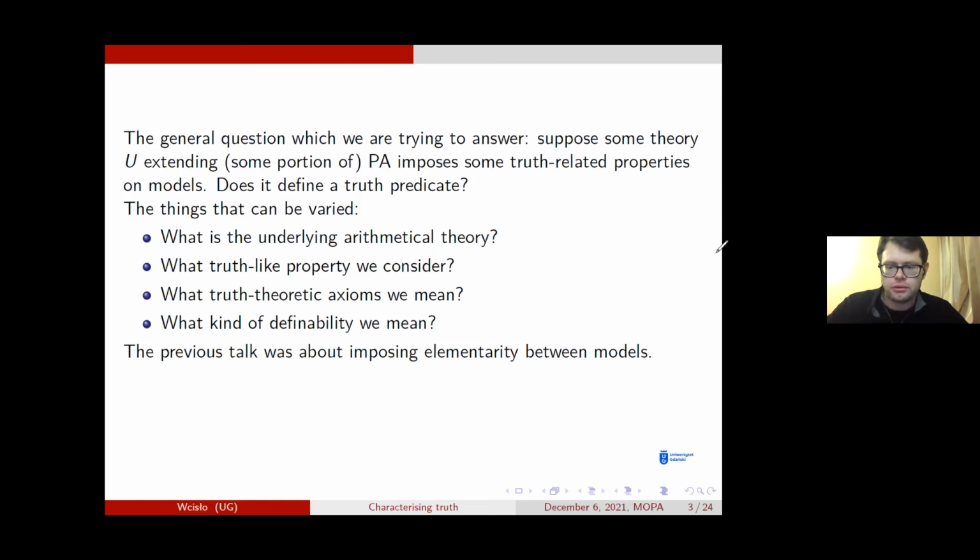So here now we'll talk about recursive saturation or computable saturation of models.